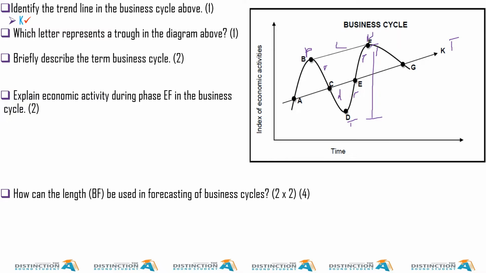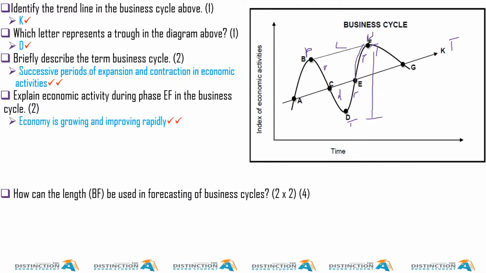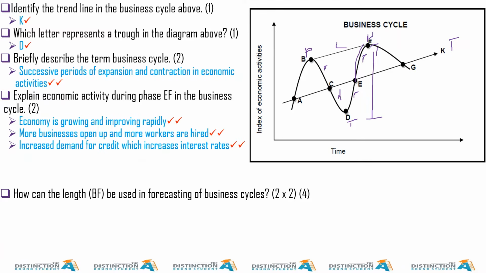That will be K. Which letter represents a trough? That will be D. Briefly describe the term business cycle: successive periods of fluctuations in economic activity. Explain economic activity during phase EF. Let's look at EF, or during a prosperity. The question is, what is happening during a prosperity? The economy is growing and improving rapidly. And obviously you'd expect inflation to happen. More businesses open up and more workers are hired. Why? Because there's a great degree of optimism during this time.